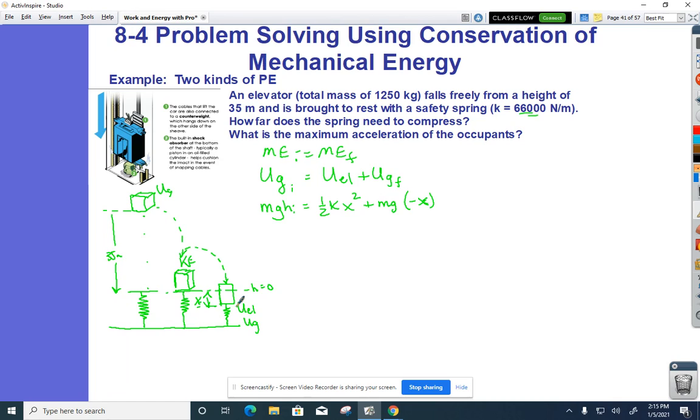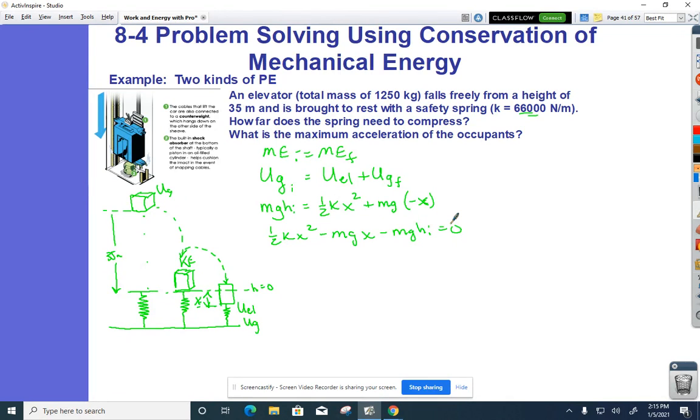Okay, so let's solve this. I see I have an x squared term, an x term, and this constant. I know all of this, but I do have a quadratic, so I'm going to write this down in standard form. 1/2 k x squared minus mg x, and bring this over to the other side, minus mg h initial, is equal to 0.